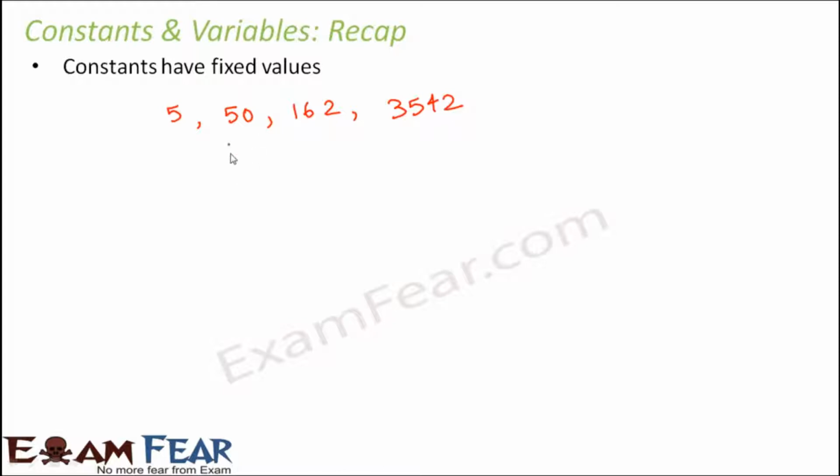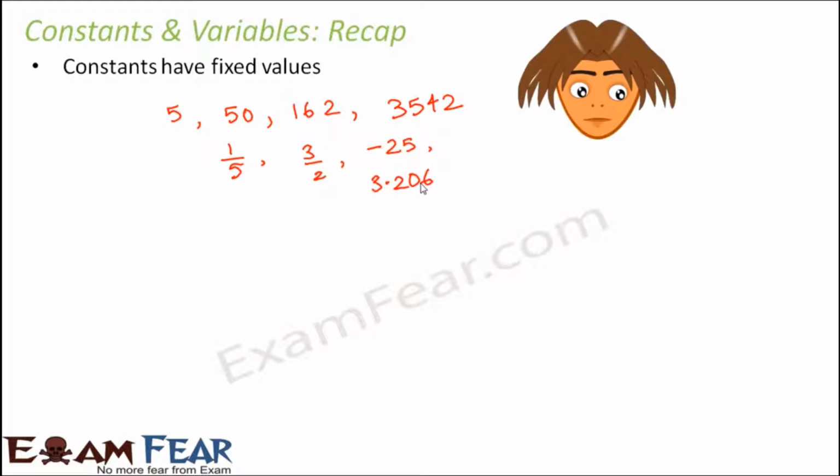All of these are constants, whether you talk about fractions, negative numbers, or decimal numbers. These are all examples of constants. Constants always have the same value. That is why they have a fixed value. So here, why do you see this picture?